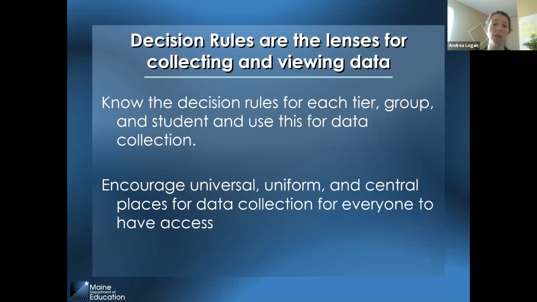And one way to do that is to know the decision rules for each tier and group of students so that you can use that in your data collection, because then interpreting the data becomes a lot less complicated. And then opening up conversations, encouraging universal, uniform, and central places for data collection for everyone to have access when they need it.